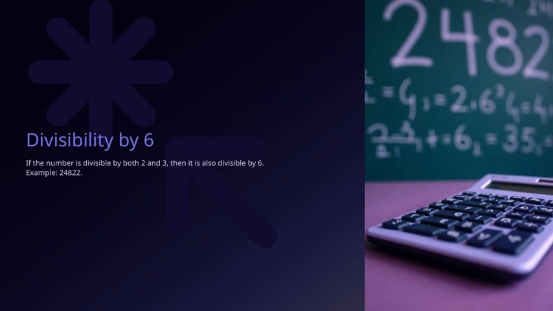it's even. Then, to check divisibility by 3, we add up the digits. 2 plus 4 plus 8 plus 2 plus 2, which equals 18. Since 18 is divisible by 3, the number 24,822 is divisible by 3 as well. Because it satisfies both conditions, divisible by 2 and 3, we can confidently say that 24,822 is divisible by 6. This rule ties back into our overall theme of understanding divisibility rules and how they help us quickly determine factors without needing to perform full division.